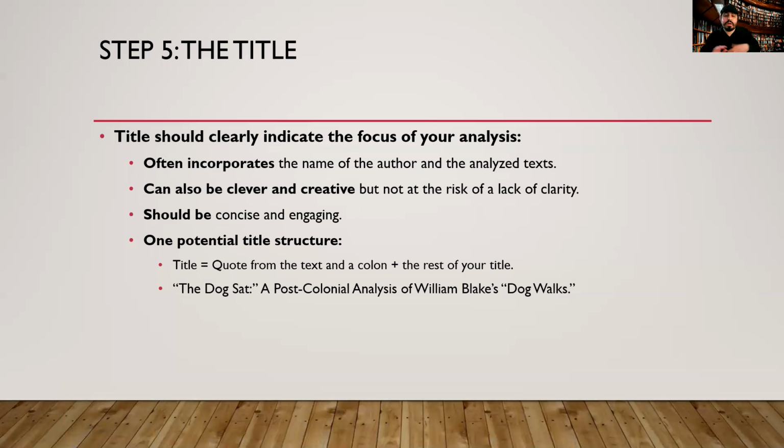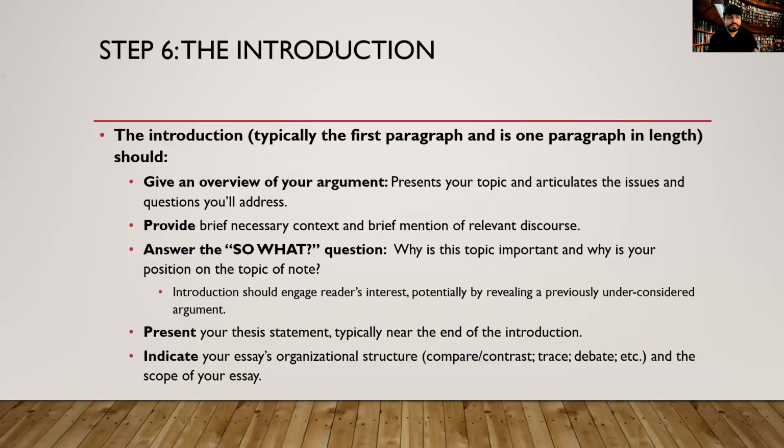So here is one potential title structure. The title is a quote from the text and a colon plus the rest of your title. So I'm also incorporating some from that first bullet point here in my made up example. So the quote from the text would be "The dog sat," colon, "A post-colonial analysis of William Blake's dog walks." So there we have the kind of analysis we're doing and the author and the title of the author's work. So that's one way you can structure titles.